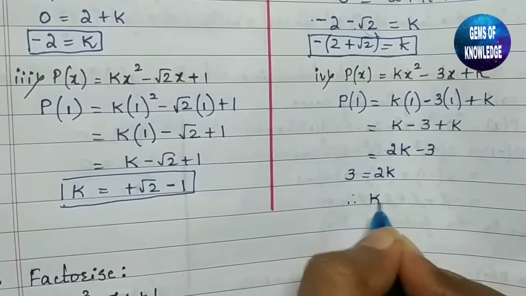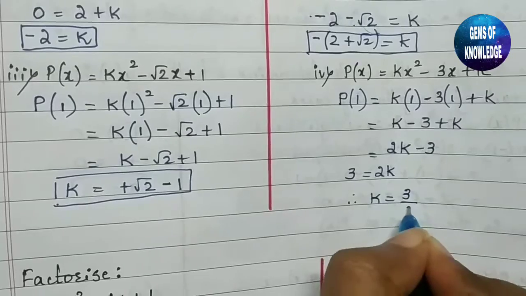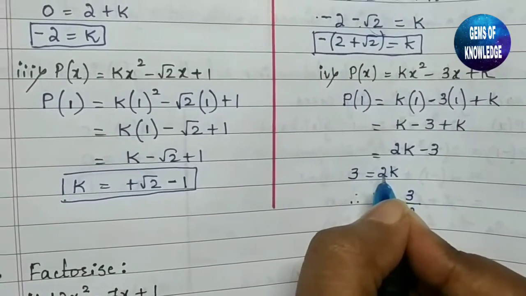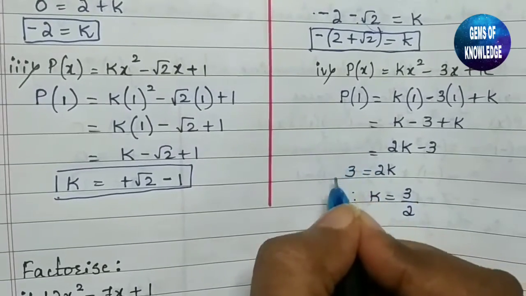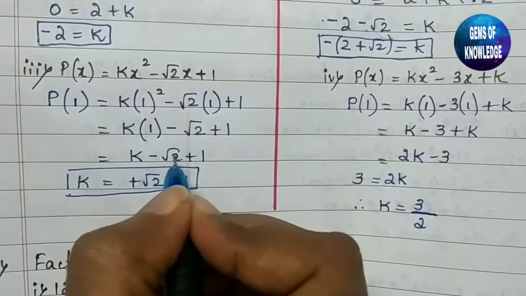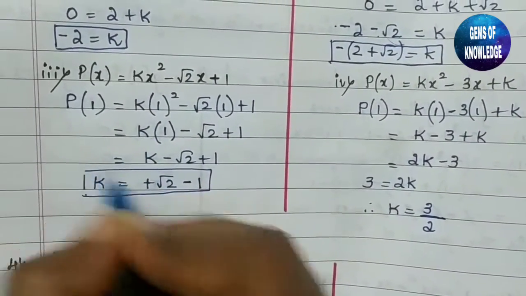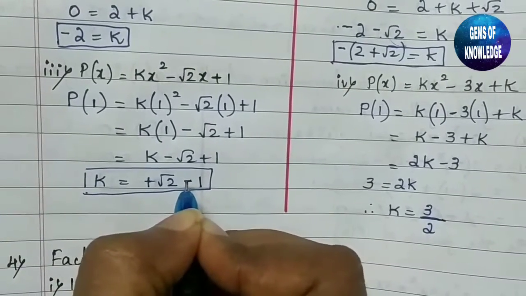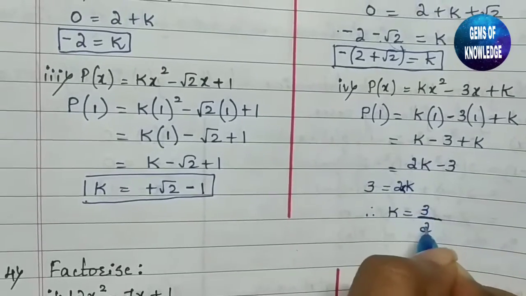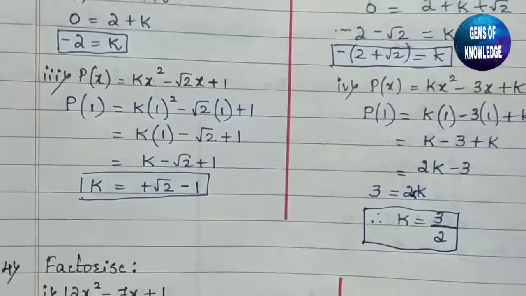Therefore, we will get k is equal to 3 divided by 2, bringing this 2 to this side. Remember that when 2 into k is present and you bring that 2 to this side, it will become divided by. Similarly, when there is a plus sign and you bring it to the other side, it will become minus. And when it is a multiplication sign, it will become divided by. So here the value of k is 3 by 2.